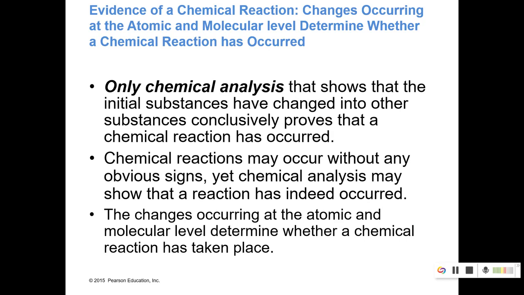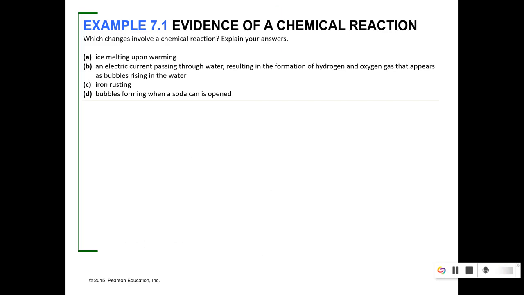Okay. In the end, though, the only thing that we can be for sure of is when we do see a chemical reaction that we know that they changed into different particles. So here we're just going to go through and decide, are they chemical or not? Ice melting. Remember I said that state changes, so going from solid to liquid, that's just physical. So A is not chemical. That's just a physical change.